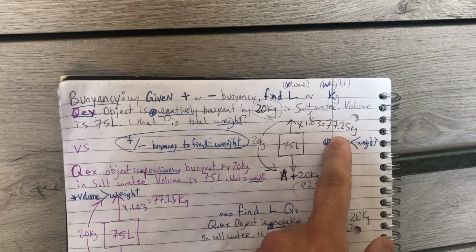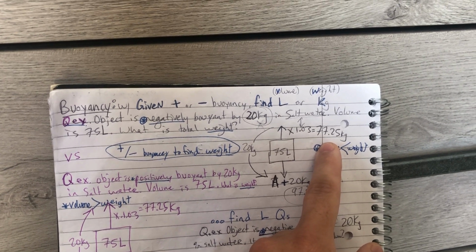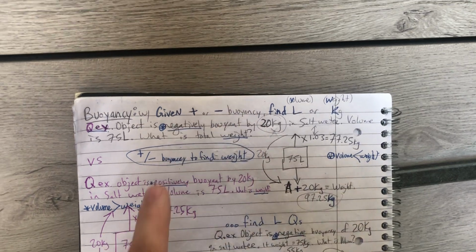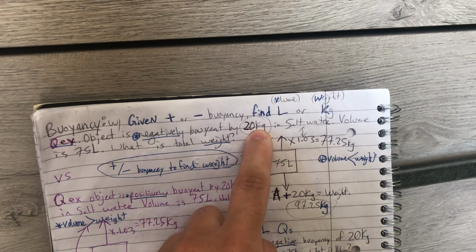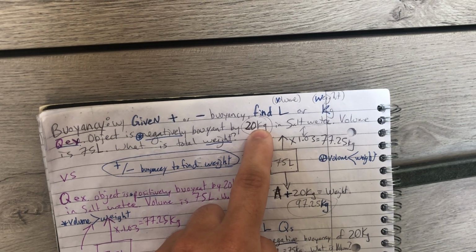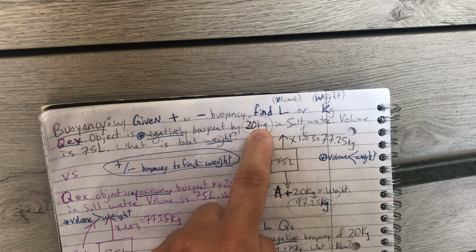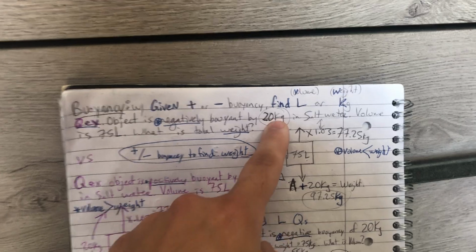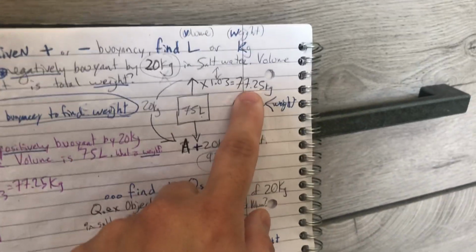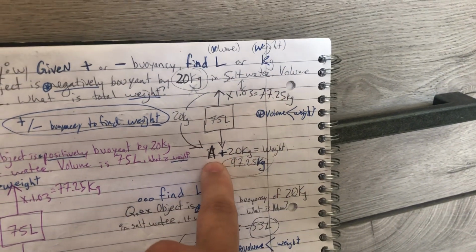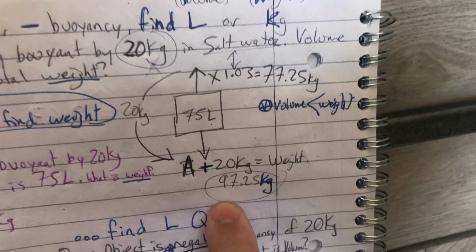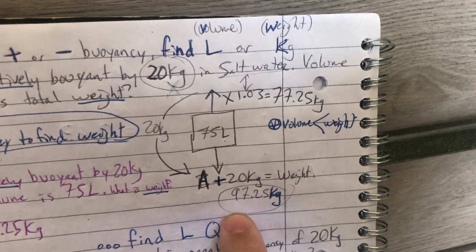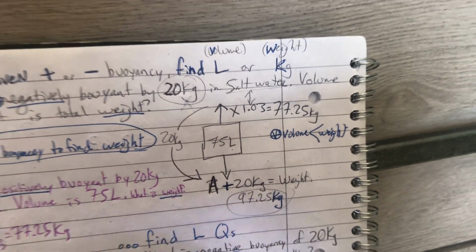Right. But the weight is 20 kilograms more than the volume. That's why it's negatively buoyant, right? So what we have to then do is get our number here, which I've made into an A, plus 20. That gives us our weight, 97.25 kilograms.